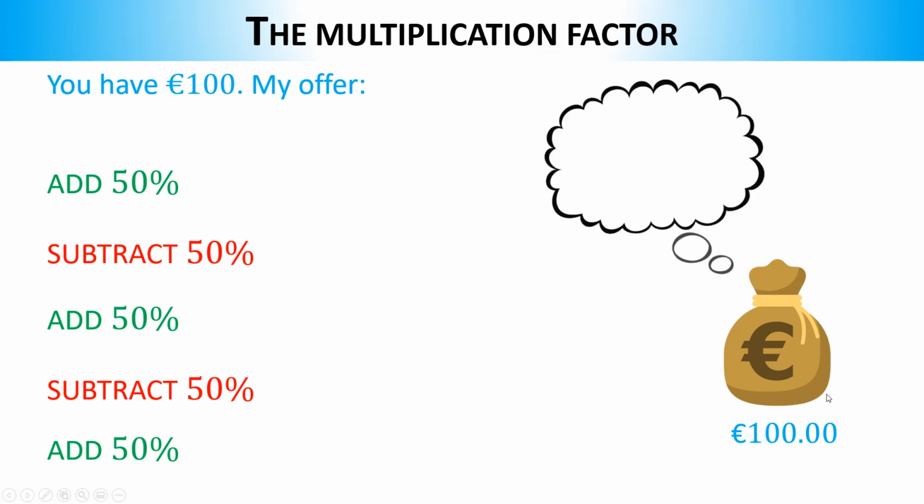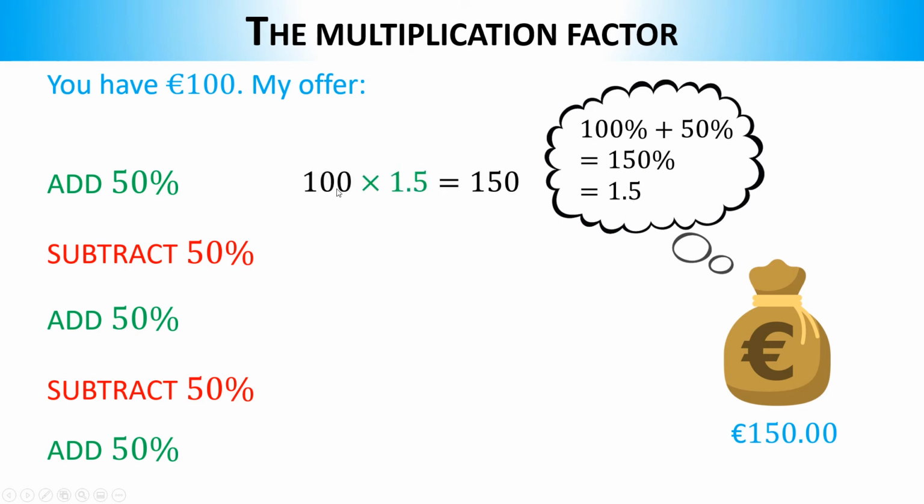If we add 50% to some number, you change the percentage change to a multiplication factor in your head. You don't have to write that down. So you think 100% plus 50% is 150%, and 150% as a decimal number is 1.5. And what you write down is only the multiplication. Our starting number, 100, times 1.5 is 150.